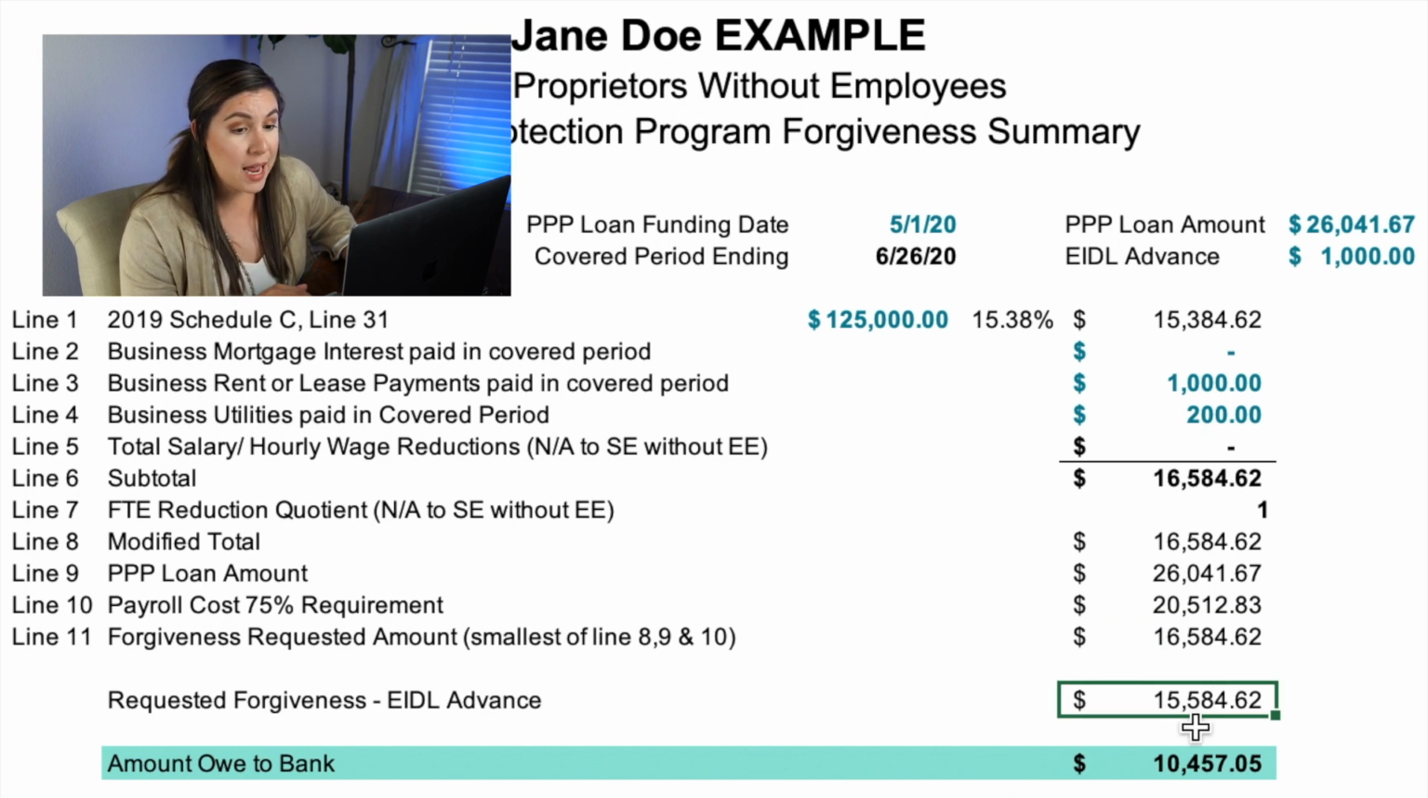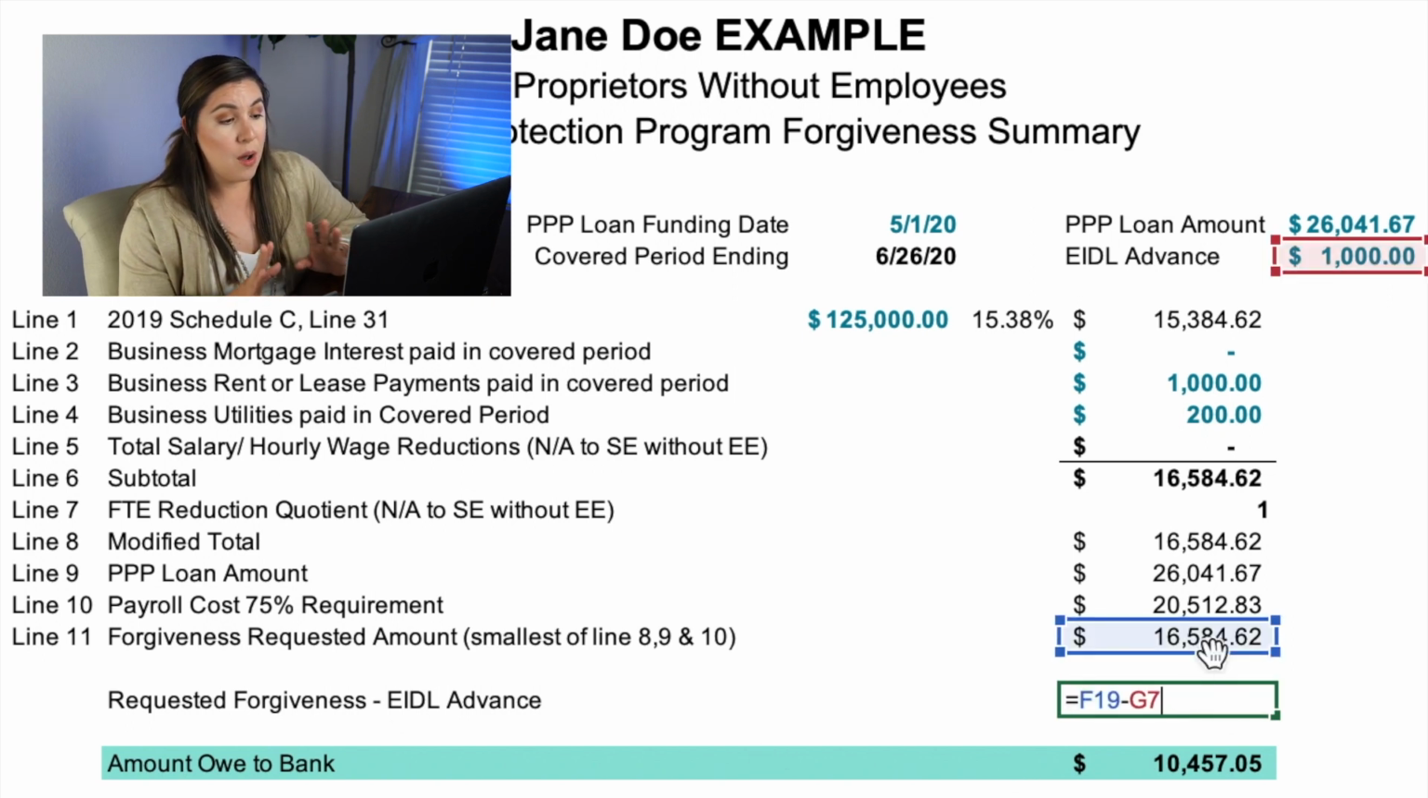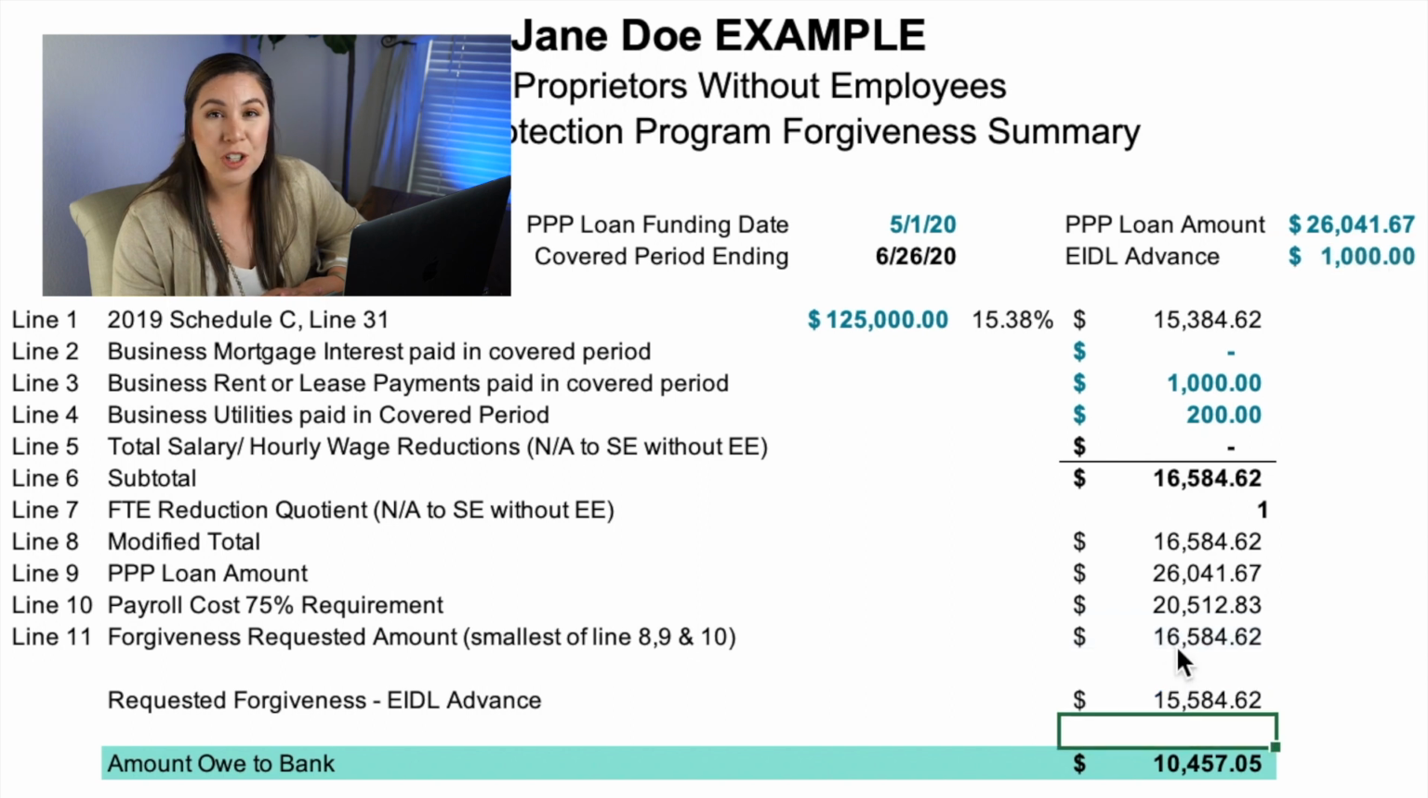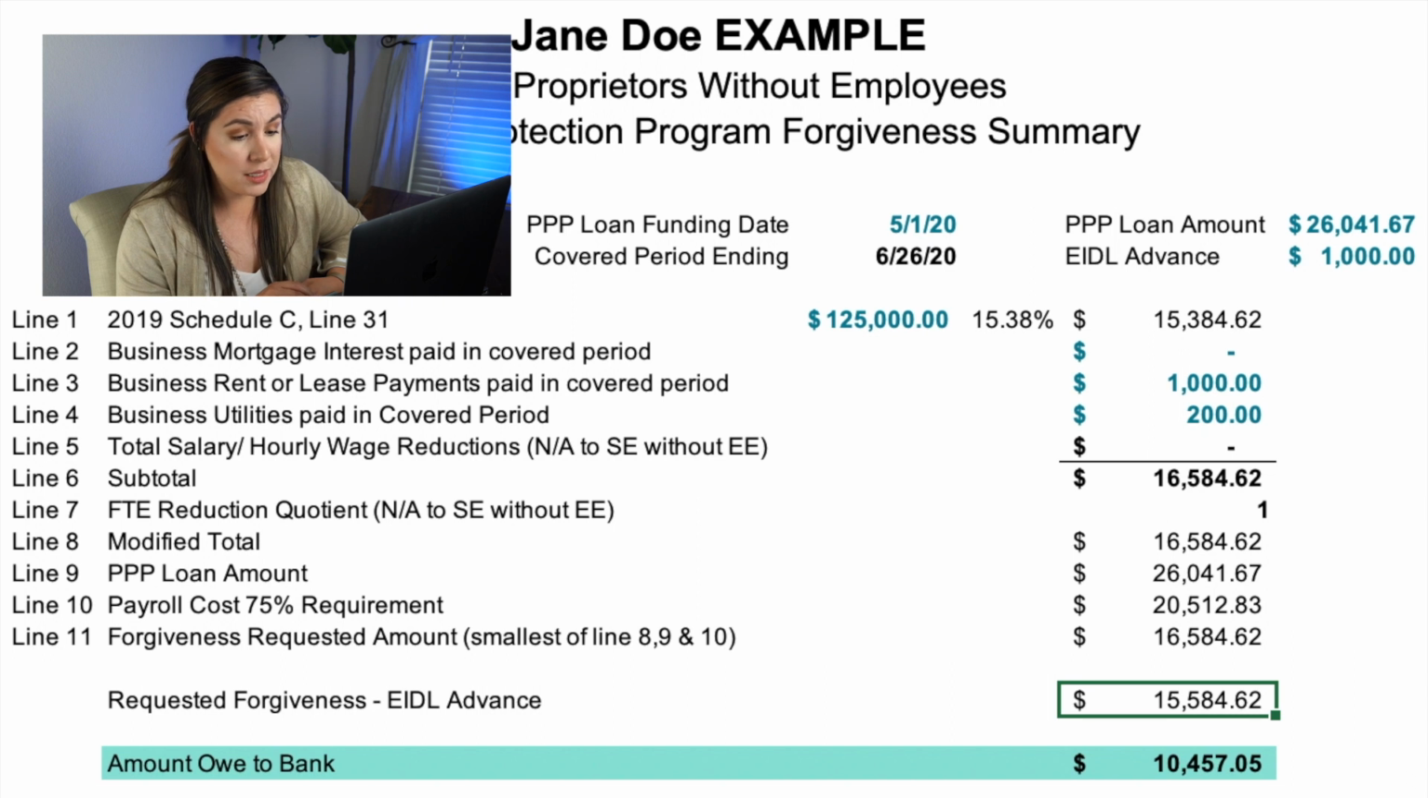And that is it as far as what's on the application. I went ahead and added one step more to this spreadsheet. If you took out an EIDL advance or a grant, then that's actually going to reduce your forgiveness amount. So I went ahead and added a field here that's taking whatever our forgiveness requested amount is and reducing it by the EIDL. So now our forgiveness amount is going to be 15,584.62.